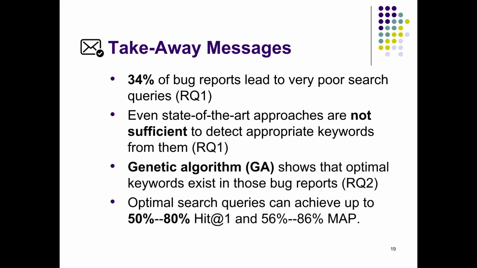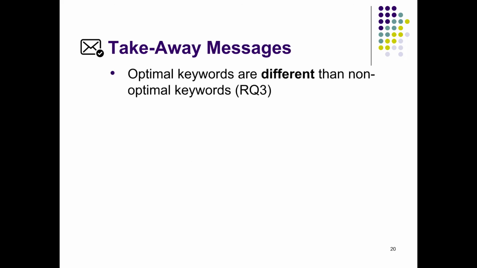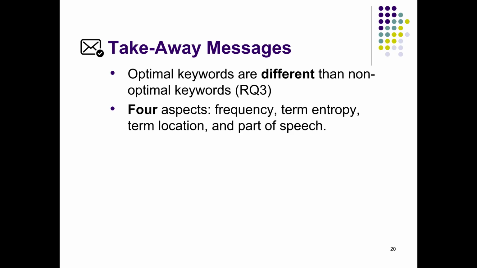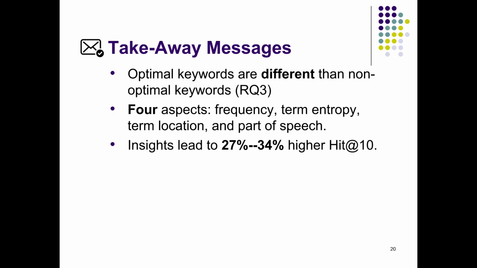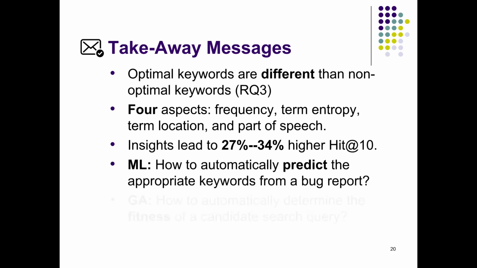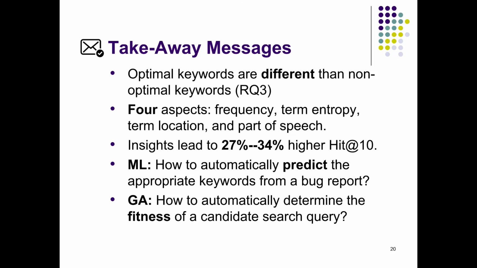But using genetic algorithm, we show that these bug reports actually contain some meaningful keywords, and the optimal and non-optimal keywords could be quite different in terms of different properties. And we were able to improve the performance using our actionable insights. And these are the actionable insights. These are the open research problems.